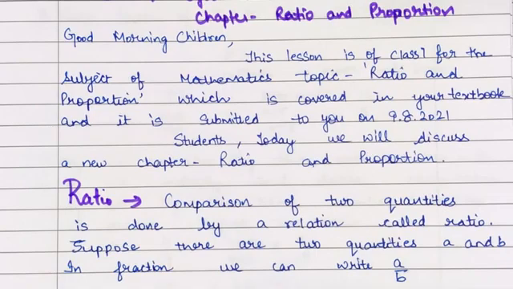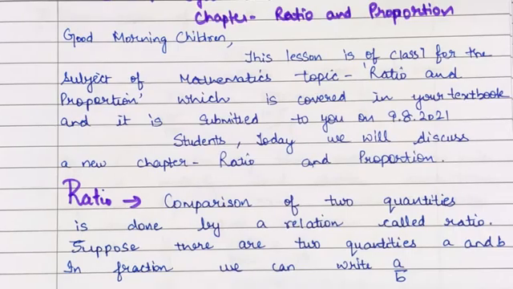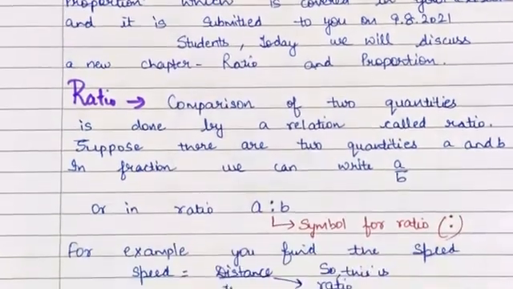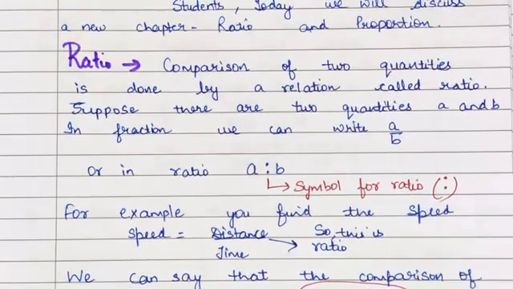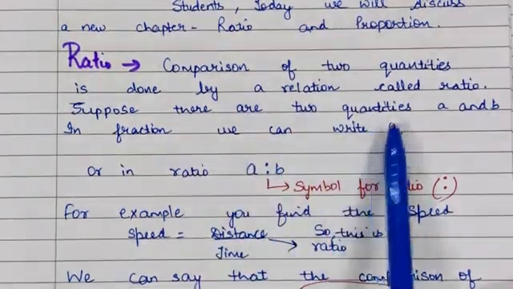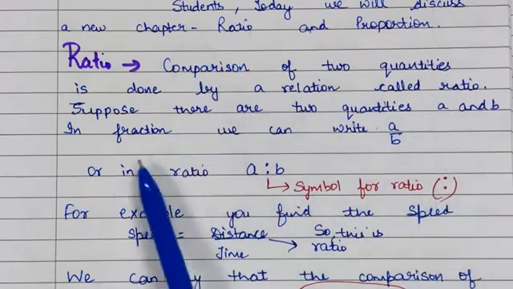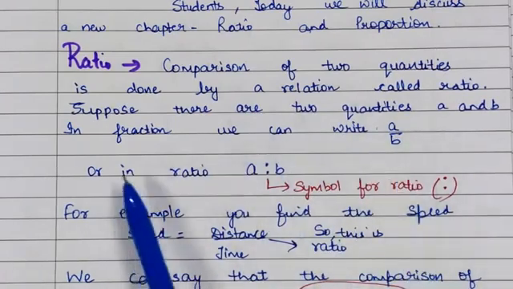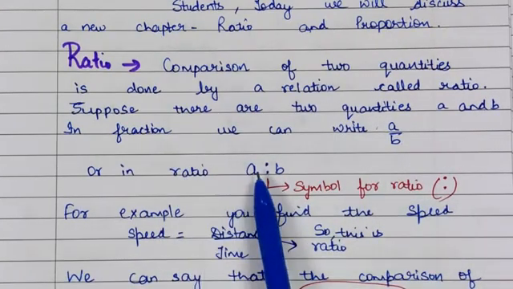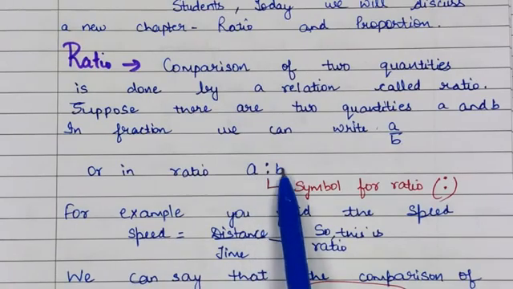Students, today we will discuss the new chapter, ratio and proportion. So first of all, let us do the introduction of ratio. Comparison of two quantities is done by a relation called ratio. Suppose there are two quantities A and B. In fraction, we can write it as A upon B, or in the ratio, if we write A ratio B.